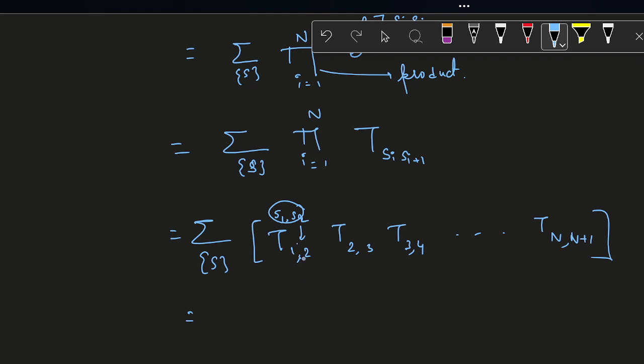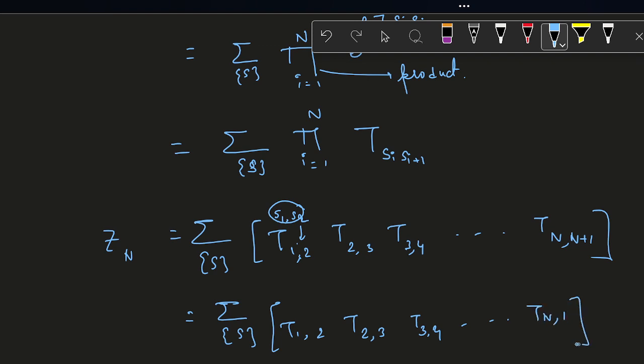So you now see that this was your partition function Zn for the whole system, and this is actually getting represented in terms of the products of the transfer matrix elements. So this is the connection why we solve the problem with the transfer matrix method. So we basically take the elements as transfer matrix elements, and we take the product of that. And not only that, because we have the periodic boundary condition, n plus 1 will be 1, that means our final term will not be T n, n plus 1, but it will be T n 1, because our n plus 1 is equal to 1.